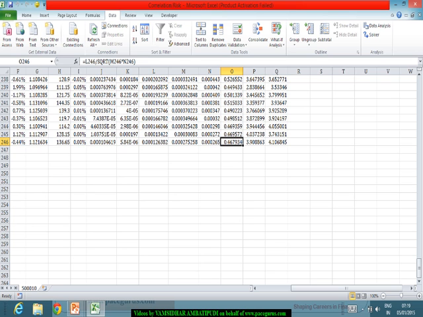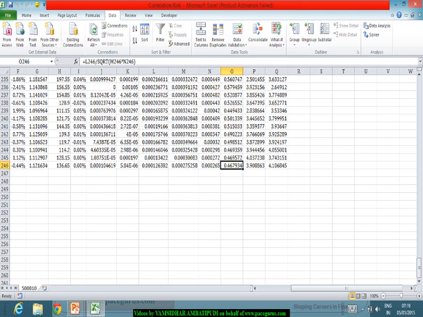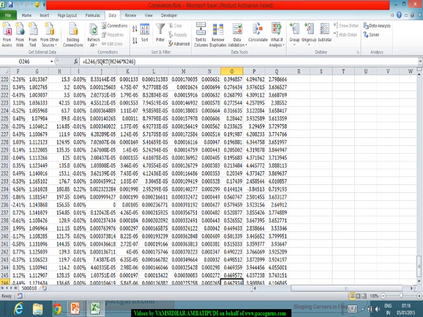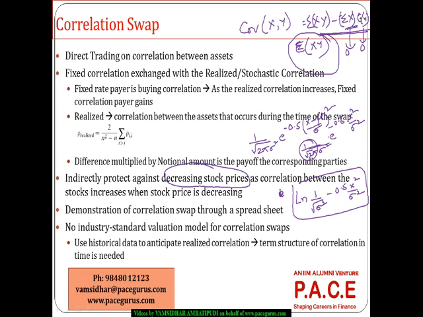Now you see that at different points in time the correlation was changing in a different way. I have frozen the correlation in the correlation swap at around 0.36, but now it is 0.46. So as a buyer of the correlation, I have really gained, and as a seller there is a loss. So this is the typical way a correlation swap gets completely priced.